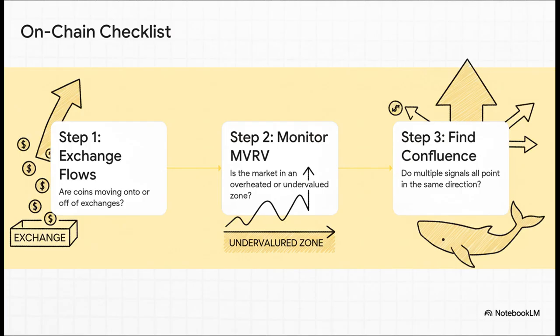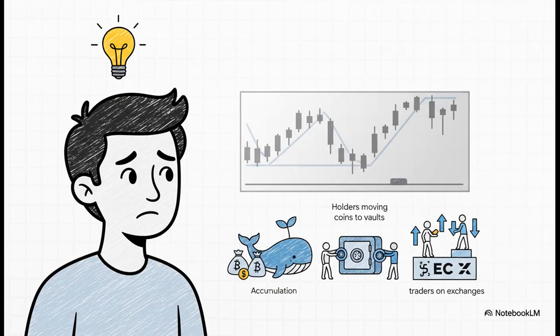First, check the exchange flows. Are coins leaving exchanges in a big way? Okay, that's bullish. Second, check the MVRV ratio. Is it in an undervalued zone? Also bullish. And third, and this is the most important part, look for confluence. If you have whales buying, coins flying off exchanges, and a low MVRV, well, now you've got multiple independent signals all screaming the same thing. That's a powerful insight.